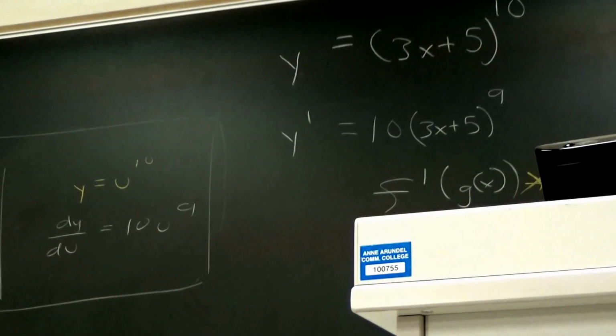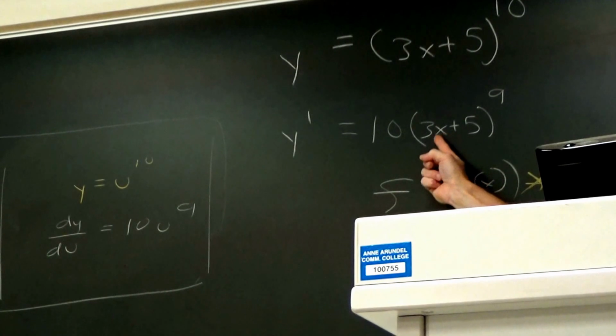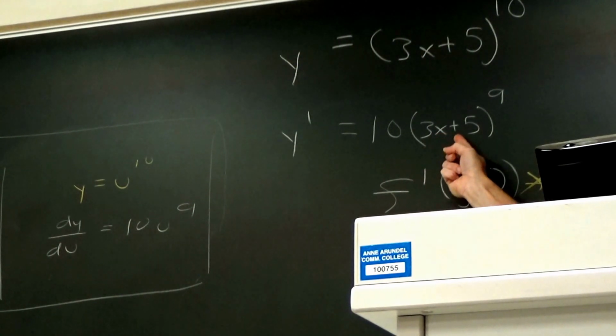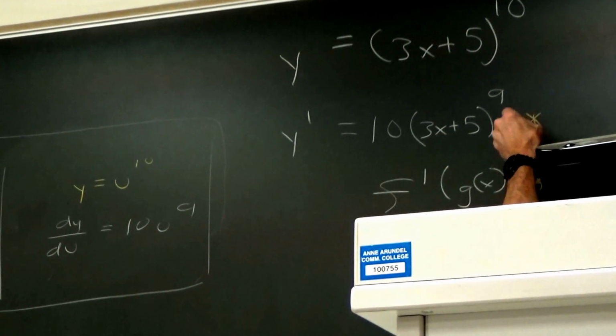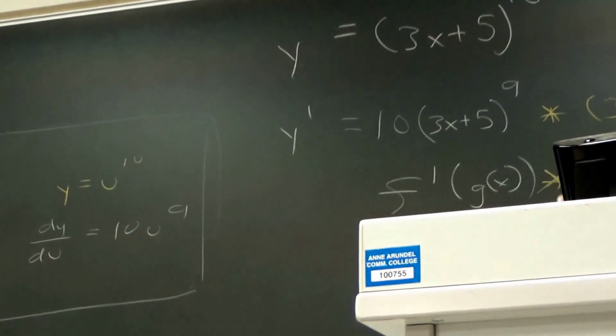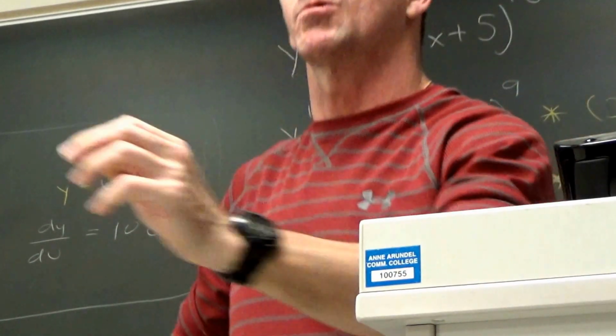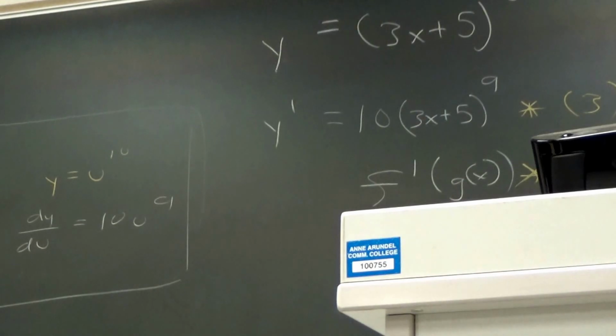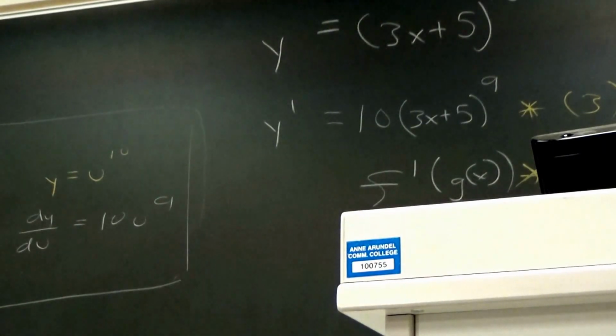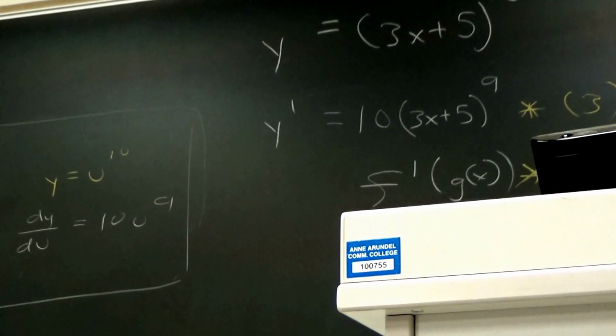g prime of x. And what's the derivative of this g prime of x? There's your g. What's the derivative of 3x plus 5? 3. Times. Most of you are going to think this way. It's a lot quicker. You do f prime of g, right? That means you got to put your g back in, and then you multiply to the chain.